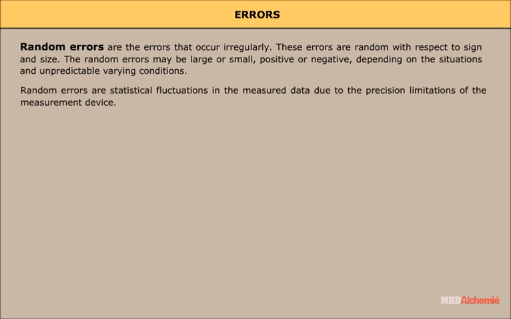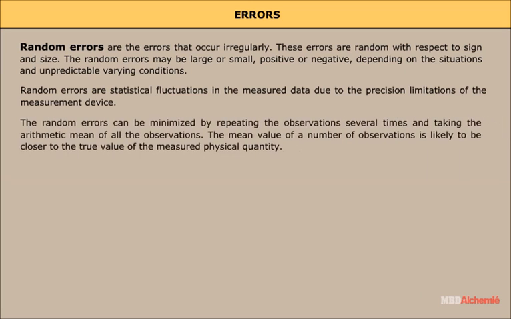Random errors are statistical fluctuations in the measured data due to the precision limitations of the measurement device. The random errors can be minimized by repeating the observations several times and taking the arithmetic mean of all the observations. The mean value of a number of observations is likely to be closer to the true value of the measured physical quantity.